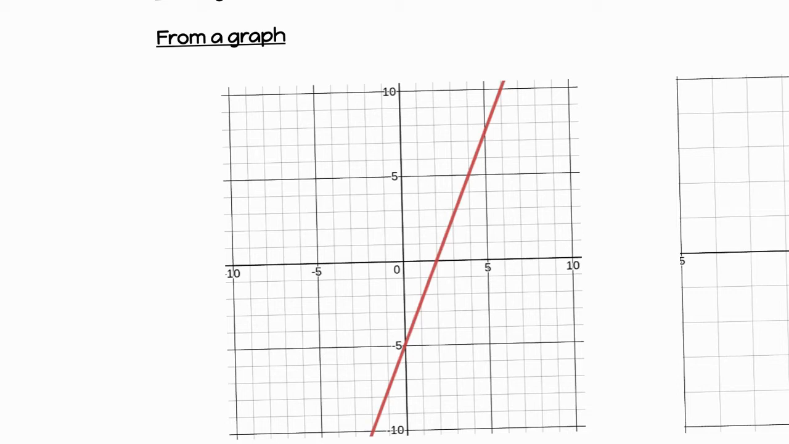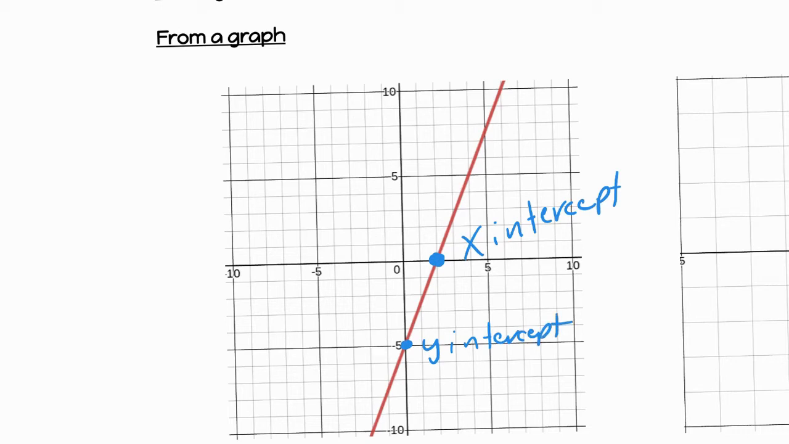Now remember, when we talk about x and y intercepts, we are actually talking about the point where our line, our function, our graph intersects with the x-axis and the y-axis. So in this case, we have our x-intercept, because that's where it crosses the x-axis, and our y-intercept. Now in both those cases, the x-intercept and the y-intercept are a point.